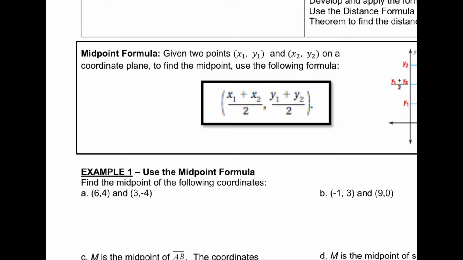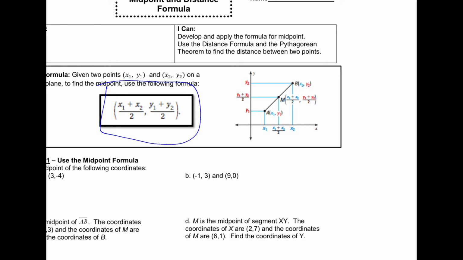So to find midpoints, given some coordinates, we used this formula here. And basically how it works, if we are given a coordinate A and a coordinate B, we take the average of the x coordinates and the average of the y coordinates, or x1 plus x2 divided by 2, and y1 plus y2 divided by 2.